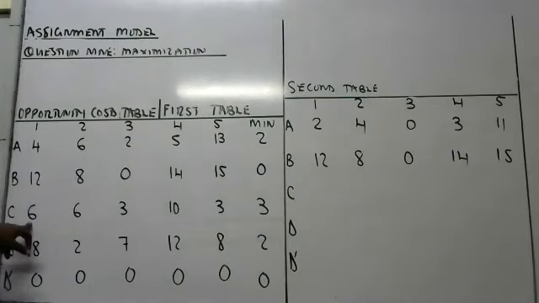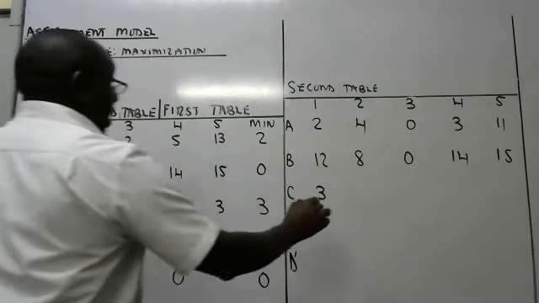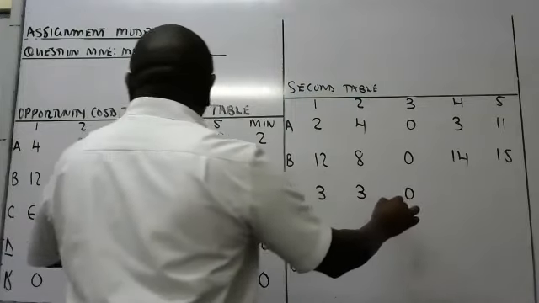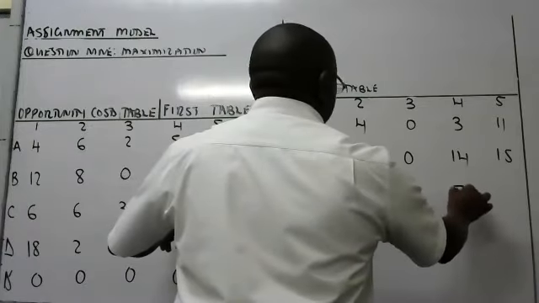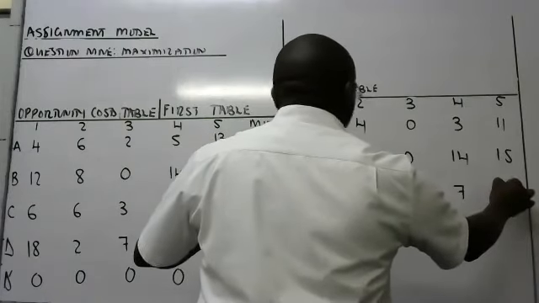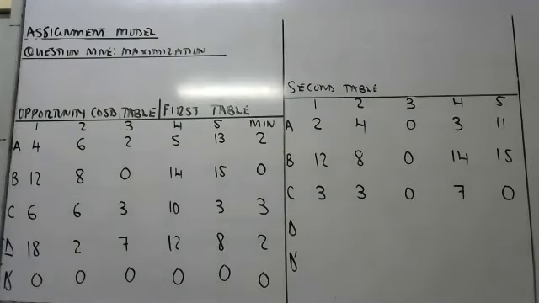Let's go to C. 6 minus 3 we get 3. 6 minus 3, 3. 3 minus 3, 10 minus 3, and 3 minus 3, 0. 3 minus 3 is 0. Okay?